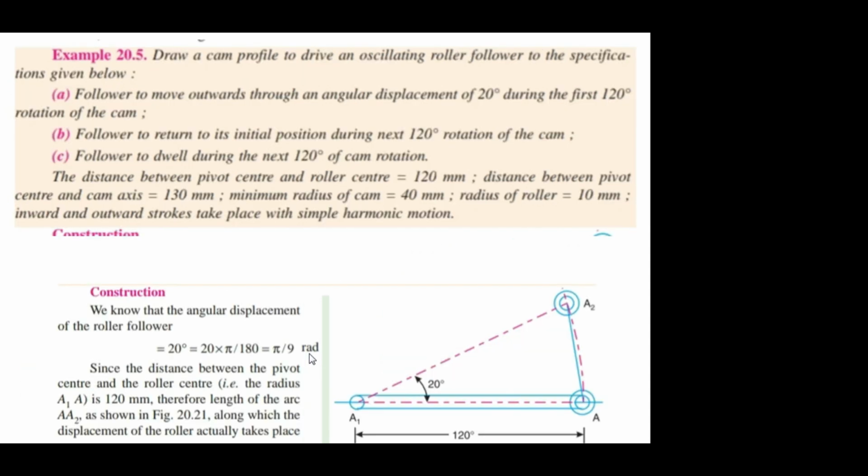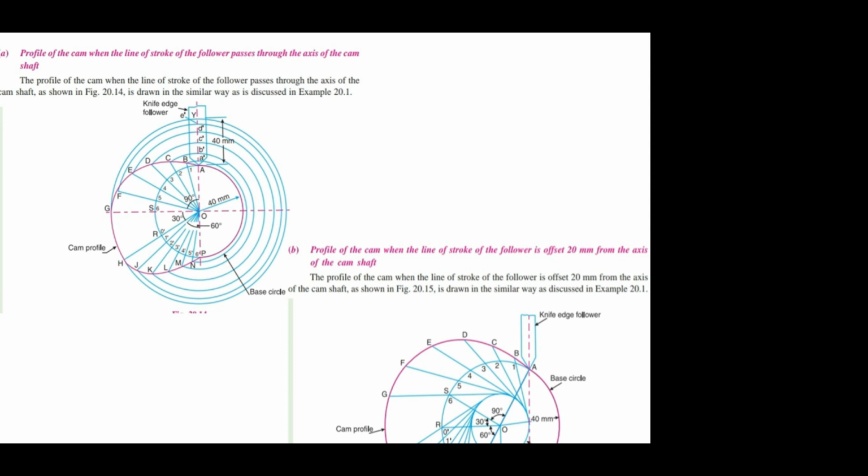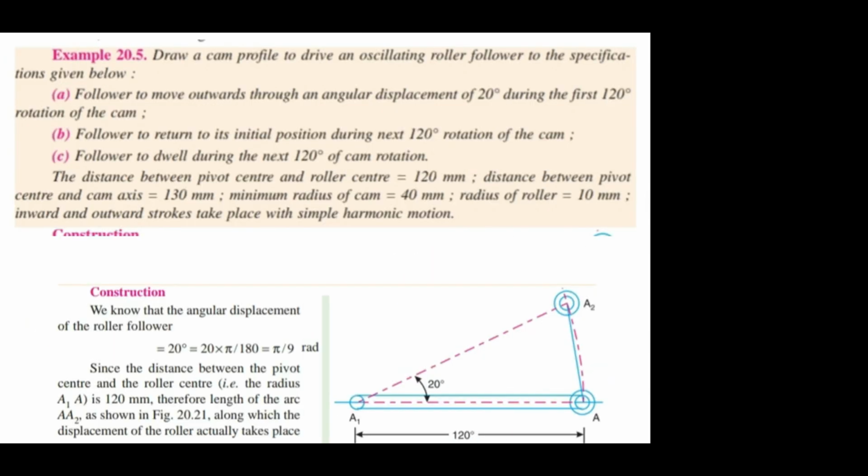Numerical number three is related to an oscillating follower. Whatever numericals we have seen previously are related to a reciprocating follower. Now we are going to see the last numerical related to cams. It is related to an oscillating follower.